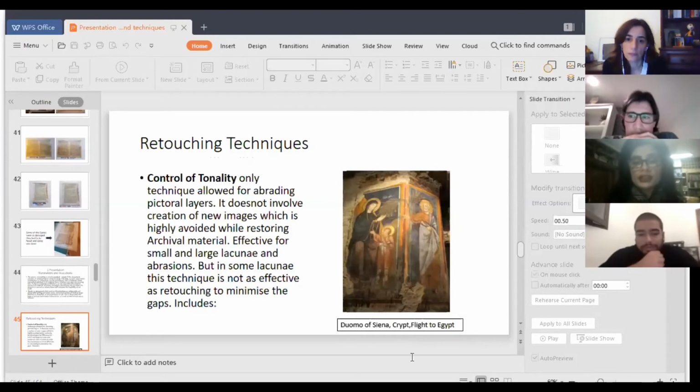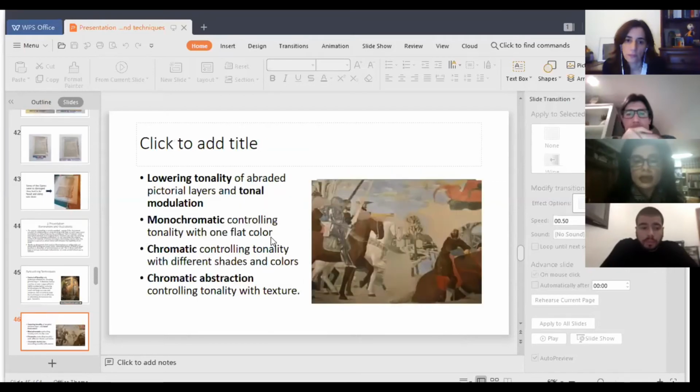Some of the retouching techniques that are done on works of art, one of them is control of tonality. This is extremely effective for small and large lacunae, the small and larger holes that we call lacunae. Also, it does not involve the creation of new images, which is strictly avoided. This is done in the Dome of Siena, Crypt, Flight to Egypt. Just some of the techniques that are followed for artwork, we do the same for paper, which consists of writing along with drawings and calligraphy.